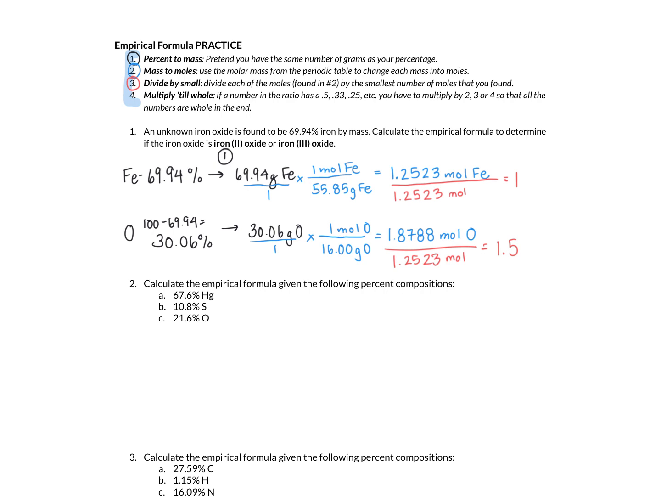Now we're going to do the last step, step number 4, which is to multiply until you get a whole number. We're going to multiply both of these by whatever it takes to get a whole number, which is generally going to be something pretty easy. You're going to multiply by 2 or 3, or you might even not have to multiply at all. So our answers here are 2 and 3, which means our chemical formula is Fe with a subscript 2 and O with a subscript 3.